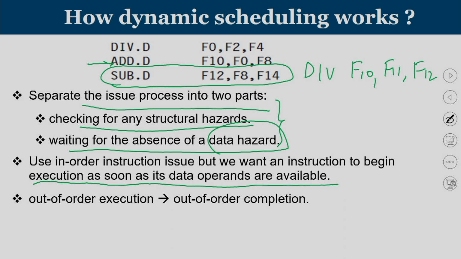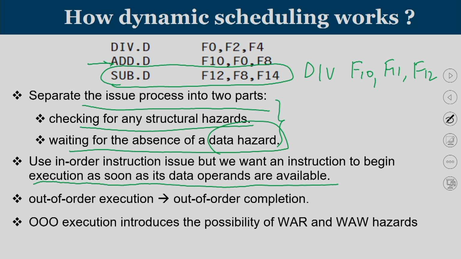So out of order execution means out of order completion. OOO in the architecture community means out of order execution. It introduces the possibility of WAR and WAW hazards. We have seen three different types of data hazards. One is the RAW hazard, which is a direct data dependency, and then we had the WAR hazard and the WAW hazard.